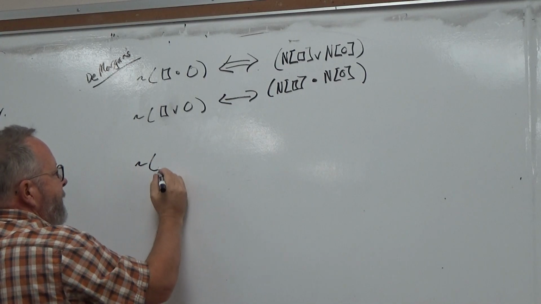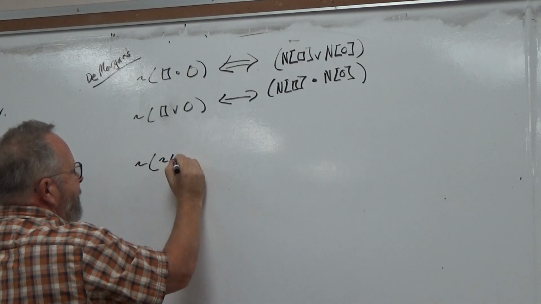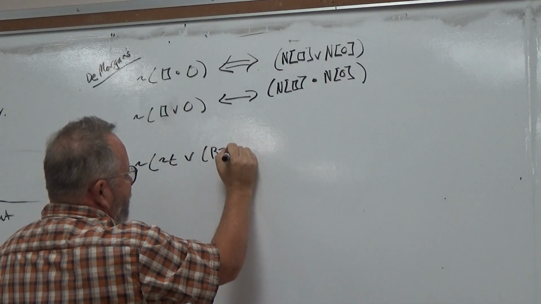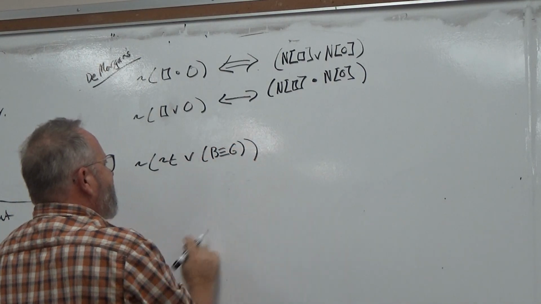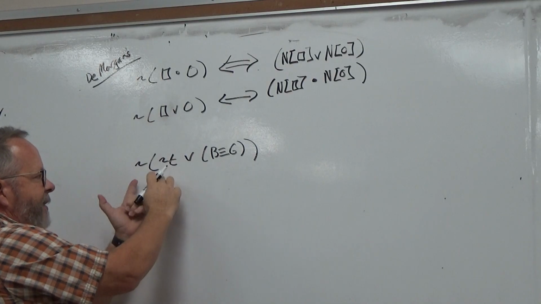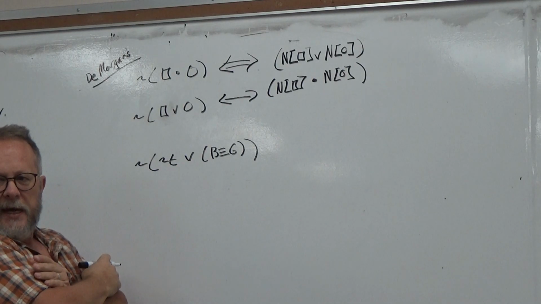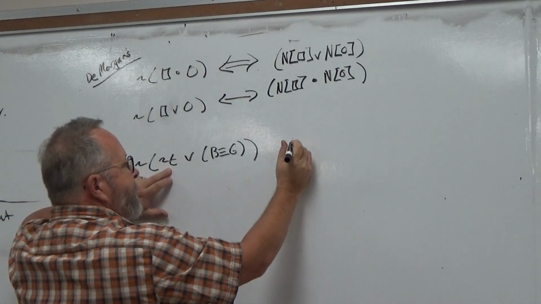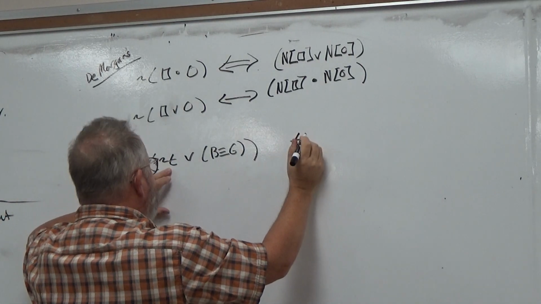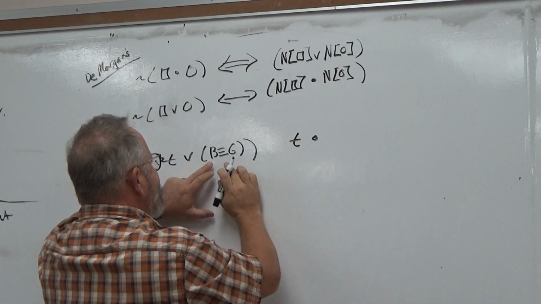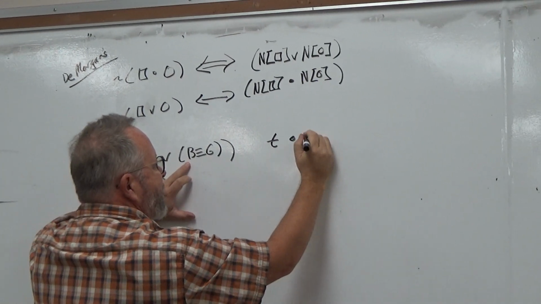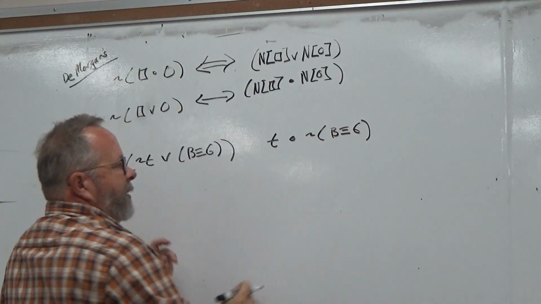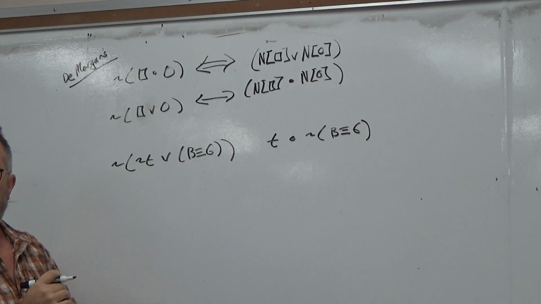Suppose I have not (S or B) if and only if G. This is a big negated disjunction. Everybody see that? So if I follow the rule, I push the negation through: the "or" becomes "and", and then I would get the opposite of this thing, not B if and only if G. Does everybody understand that?